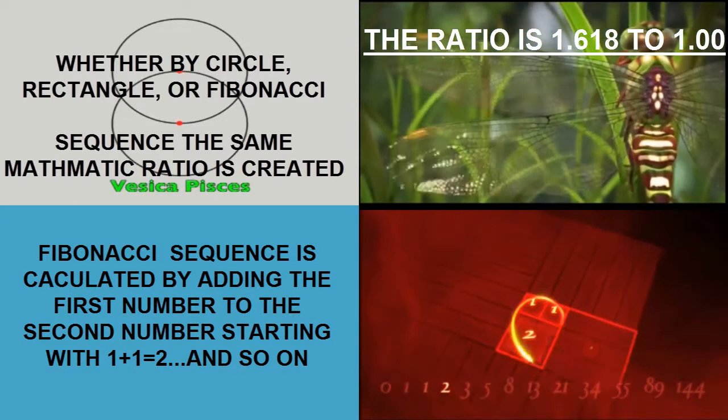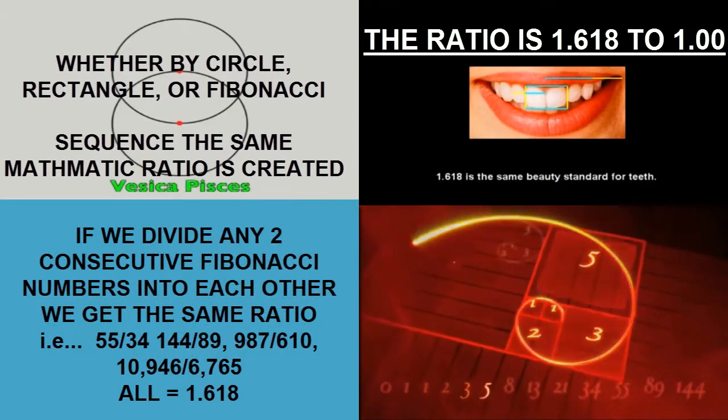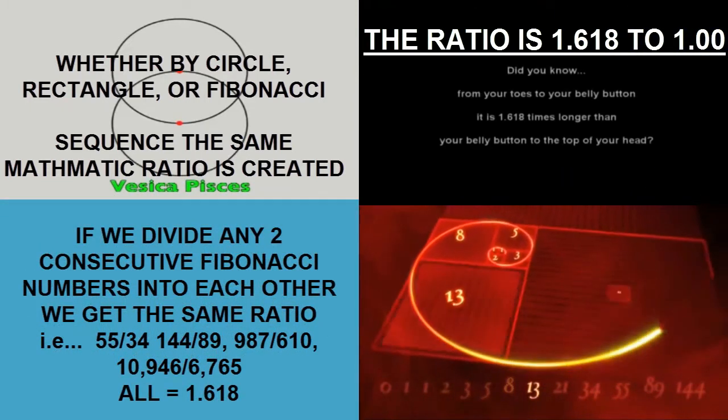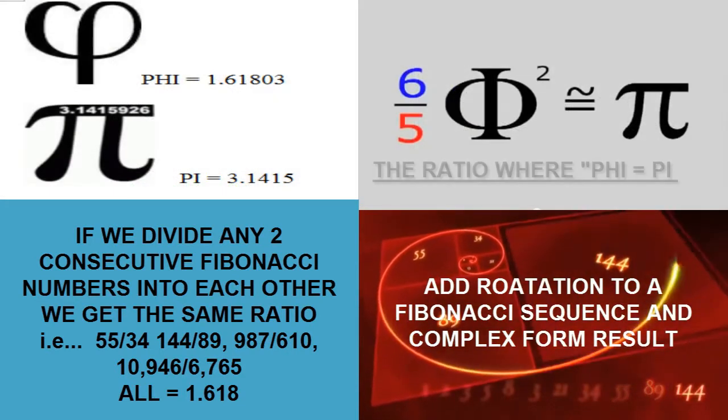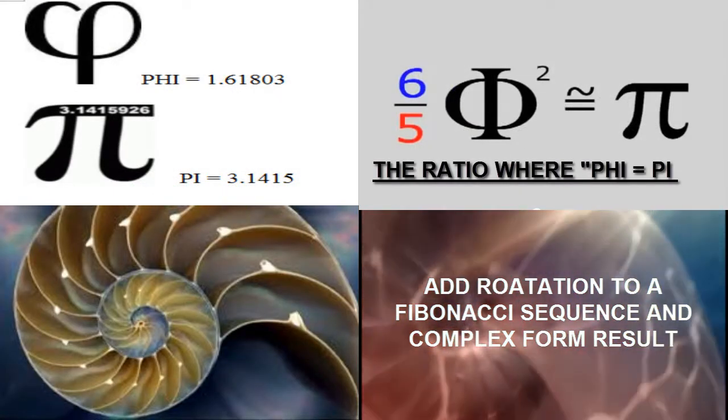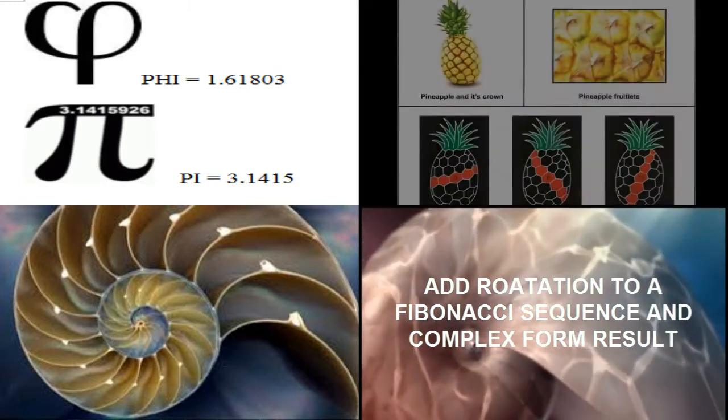We can further expand this ratio whether created by circle or square. These mathematic ratios are interconnected. For instance, 1.618 to 1 is known as phi. 6/5 times phi squared is equal to pi. How does this relate to the stock market?